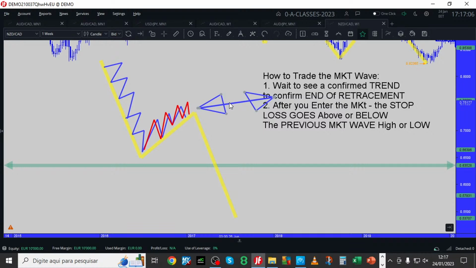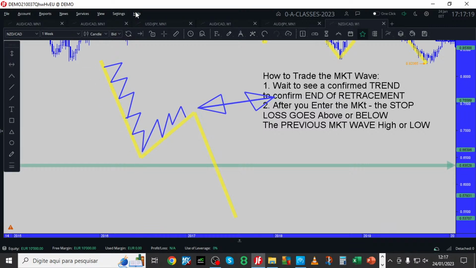Type in the chat, everybody. Is the red short-term trend going to show us the end of retracement, or is the blue short-term trend going to show us the end of retracement? Which one? Is it the blue or the red? So I need to color code this differently.